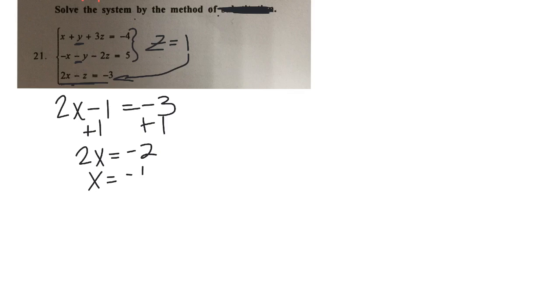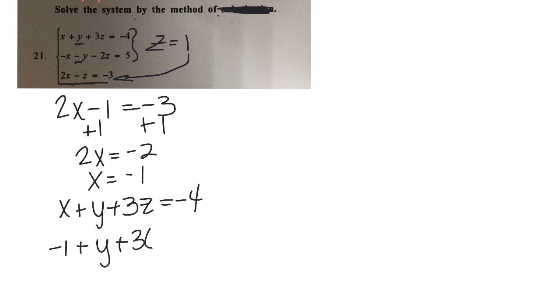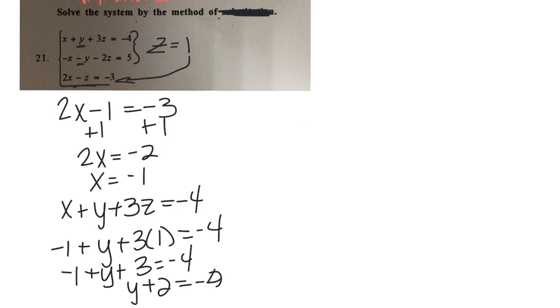Now I can plug that in here. 2x minus 1 equals negative 3. So I guess we'll do a combination of linear combination, or elimination, and substitution. We'll add 1. We get 2x equals negative 2, so x equals negative 1. And now we can go back to our first equation, x plus y plus 3z equals negative 4. And we'll plug this in, negative 1 for x, plus y plus 1 for z equals negative 4. That's negative 1 plus y plus 3 equals negative 4. That's y plus 2 equals negative 4.